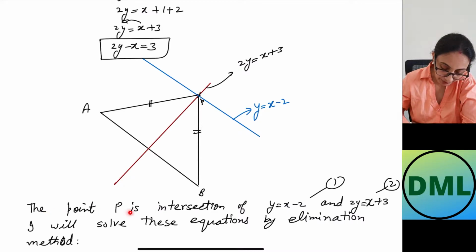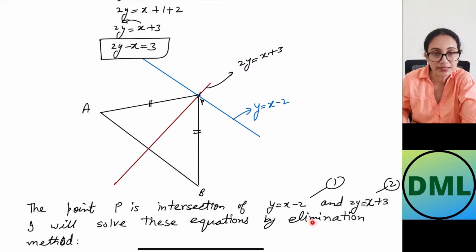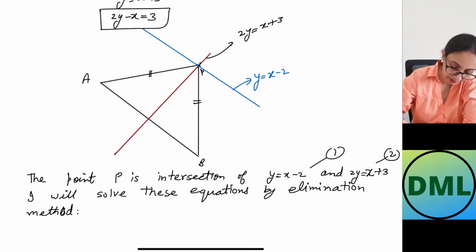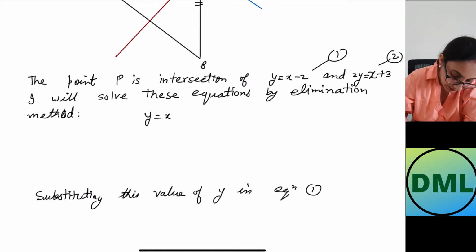So the point P is the intersection of the line y is equal to x minus 2, which is my first line, and 2y is equal to x plus 3, which is my second line. So I will solve these equations simultaneously by the elimination method. Let's get started. y is equal to x minus 2, and next I have 2y is equal to x plus 3.